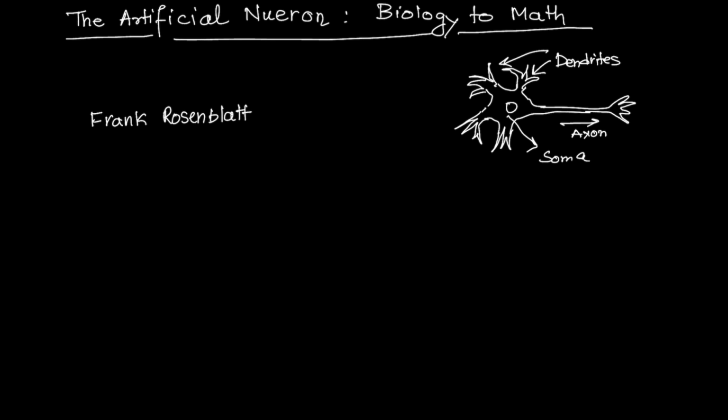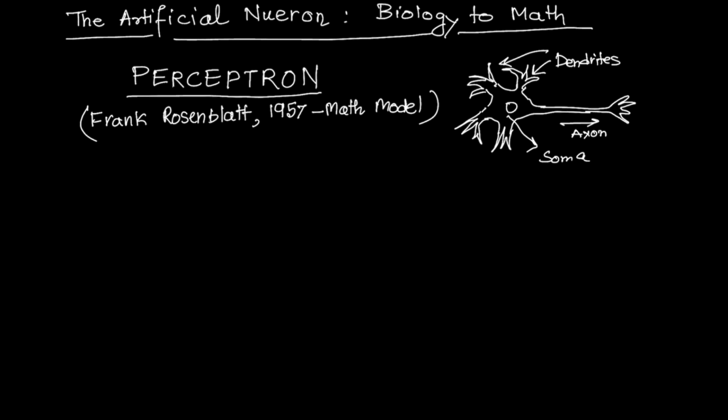Now travel back in time with me to 1957. A psychologist named Frank Rosenblatt is looking at this biological process and thinks, I can build a machine that does this. He called it the Perceptron. He didn't build it in Python. He built it with actual wires and motors. But the logic was the same.